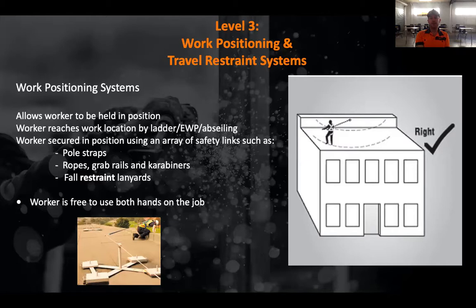If you want to work parallel to a surface, you need to set up a static line, which is in the bottom picture on the left. That allows you to run your line parallel to the surface that you're working on. But with a single anchor point, like in the picture on the right, you have to be very aware that you need to work off a radius.